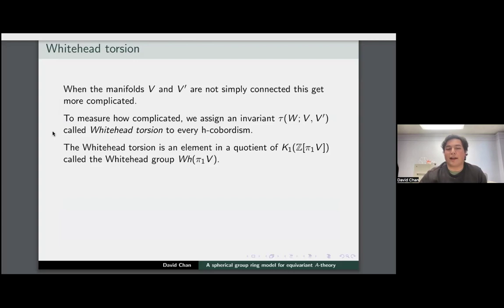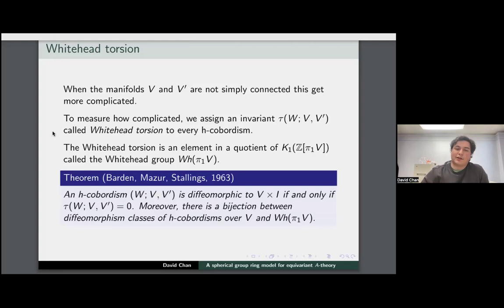This group being the Whitehead group is the name for the quotient of K1. And the point here is that what the H-cobordism is saying is that Whitehead torsion is basically vanishing because this group is 0 when pi 1 is 0. So the theorem, which is called the S-cobordism theorem, due to Barden, Mazur, and Stallings, says that an H-cobordism is diffeomorphic to V cross I if and only if the torsion vanishes.